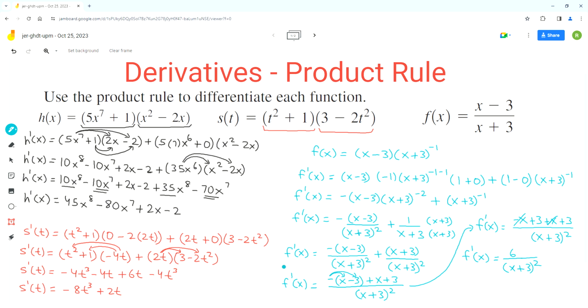So these are the steps you have to keep in mind to solve a problem like this one. So we have to first understand what the product rule is, how it is used, and then we apply it to functions like these, which are products of two functions.